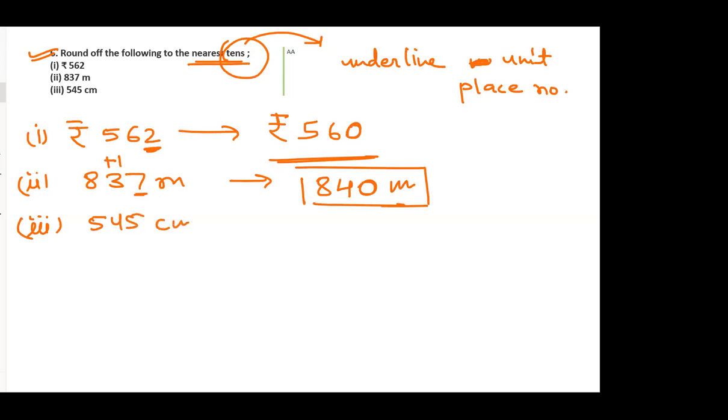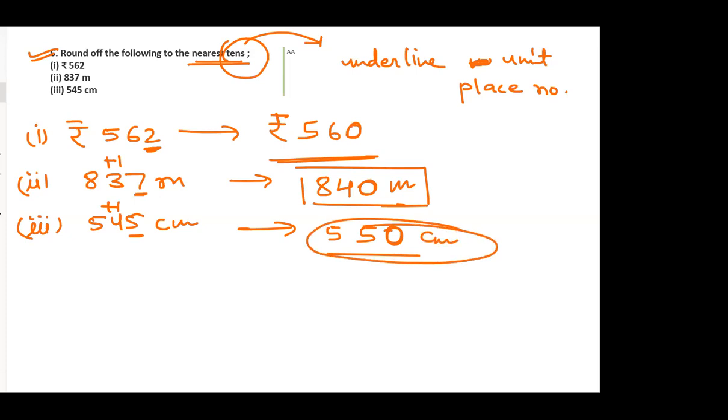545 centimeter, and round off to the nearest tens. So we will underline the unit place number. So make this 50, and since this is a 5, we have to add 1 in 4. So 4 plus 1 is 5, and this 5 as it is, 550 centimeter. This is your answer. 550 centimeter. Fine.